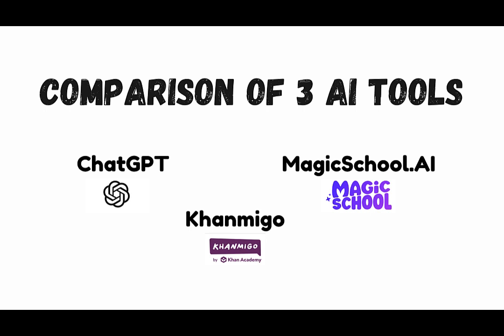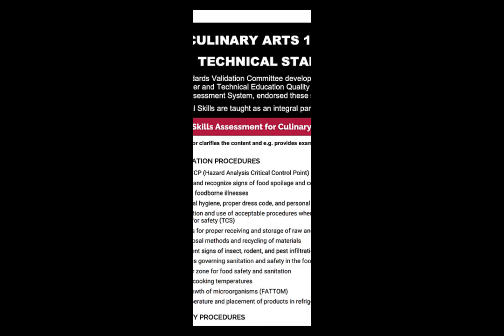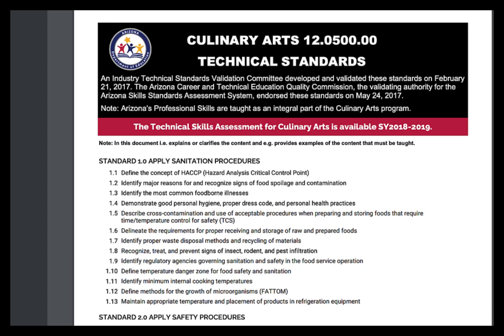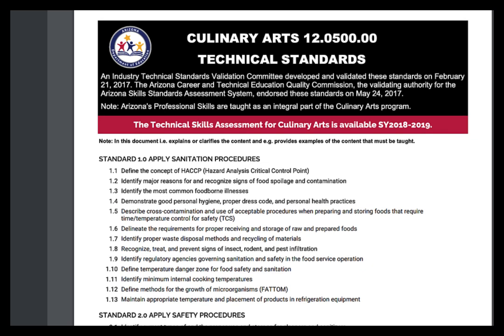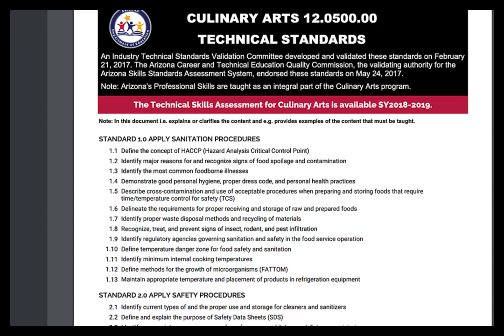Today, we're going to explore 3 tools that you can use to develop AI-generated content for your classroom. We will generate a worksheet. We're going to use a program standard along with the measurements. In this case, I have chosen Culinary Arts. I live in Arizona, and the most updated standards are May of 2017 at the time of this recording.